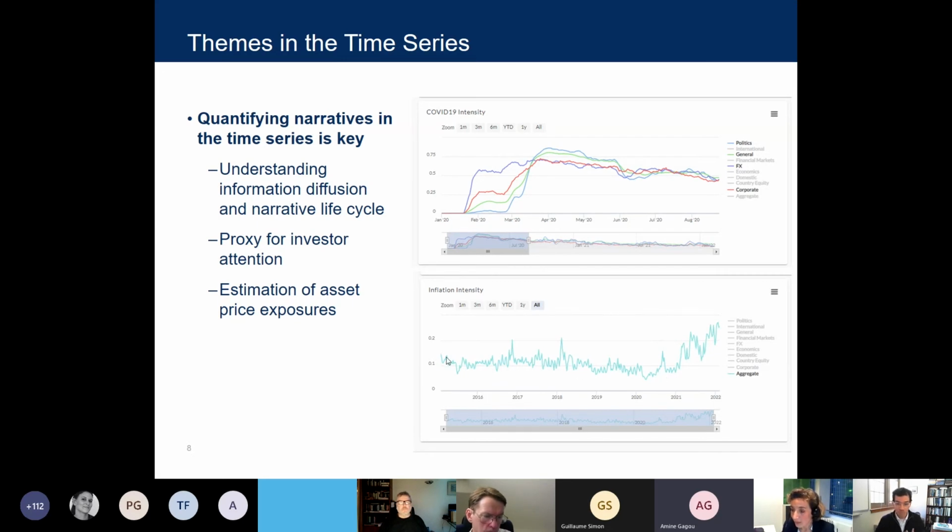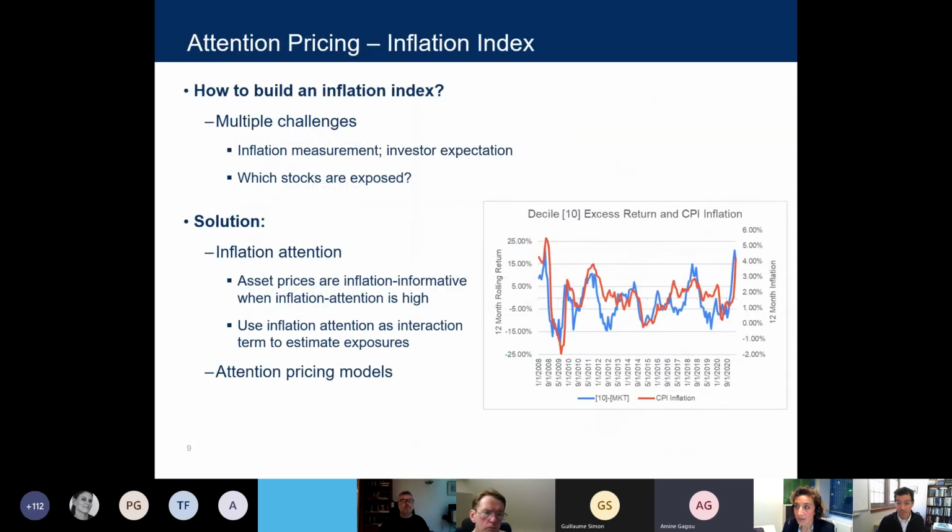So what we could do is, given we're able to quantify the attention of world press, which I think signifies investor attention, to different narratives, I can then take this time series and estimate, with regressions, exposures. I can estimate betas to inflation, or beta to COVID, or beta to trade war, beta to Brexit, whatever. And I can use these exposures to better understand models for expected return for different assets.